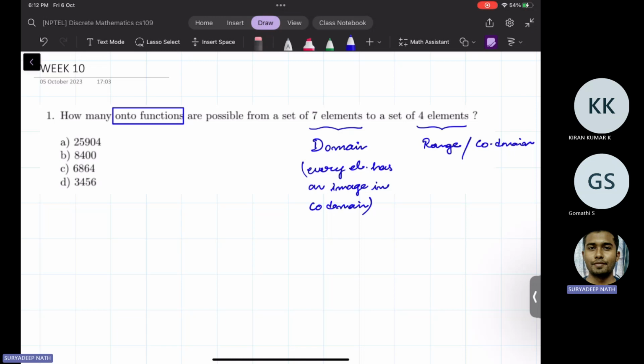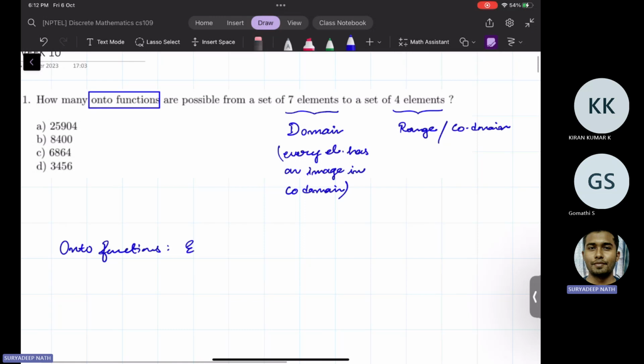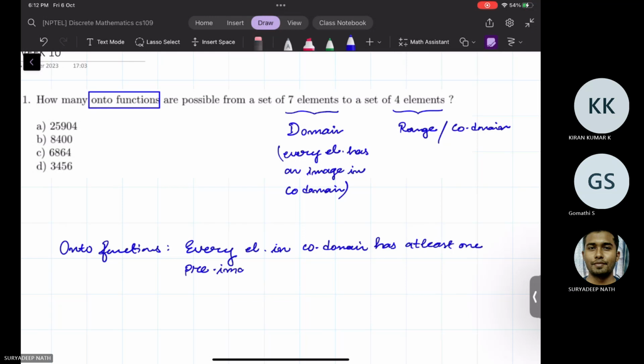Right. So onto functions are basically those where every element in the codomain has a pre-image in the domain. Every element in the codomain has at least one pre-image in the domain.